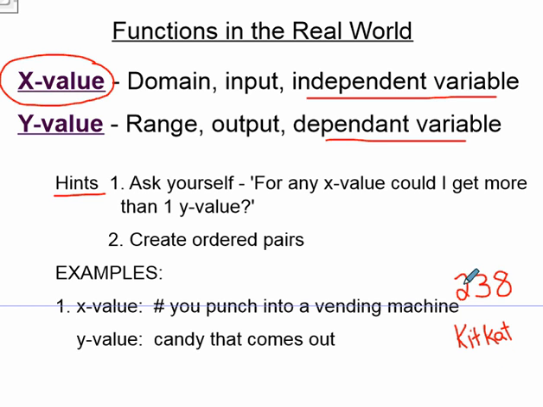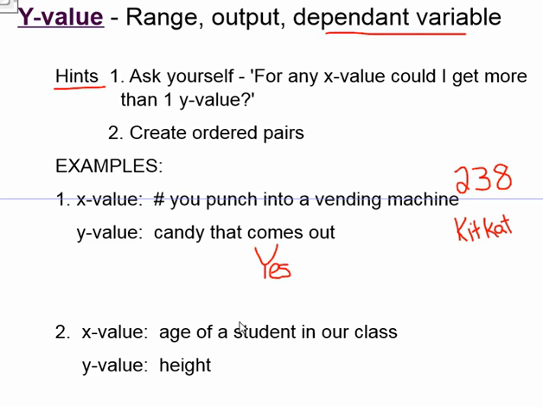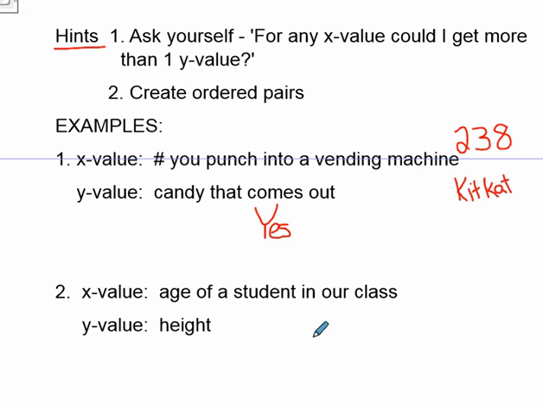So for any given X value, can I get more than one Y value? Absolutely not. Or the vending machine is broken, right? So once I type in that code, I know what candy bar is coming out. So that means that this one is definitely a function. So let's scroll down to the next one.